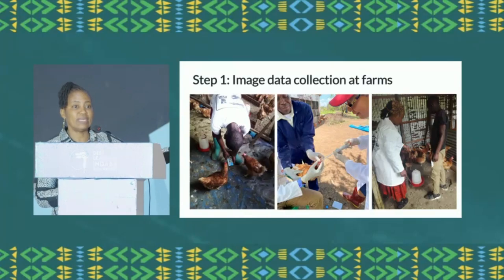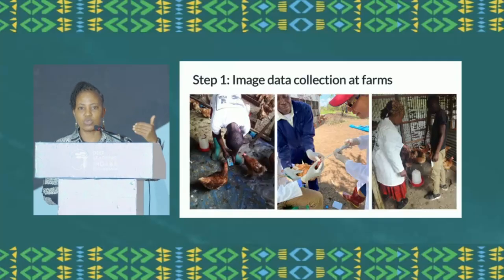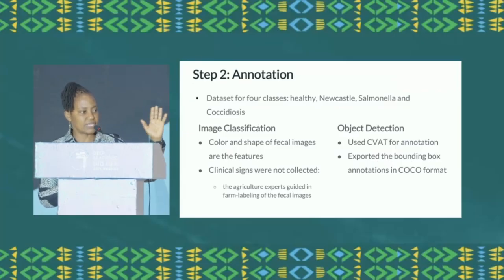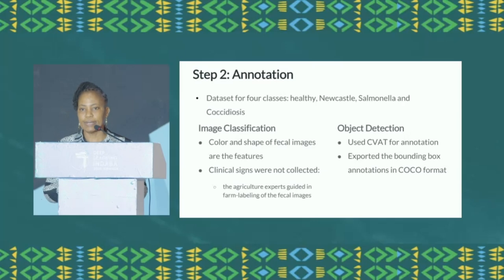It took us 1 year to build this data set. We did the data collection at different intervals. We annotated the data set using our experts, and we labeled them for the classes of health: Newcastle disease, salmonella, and coccidiosis. And further, we also curated the data set for the object detection task.